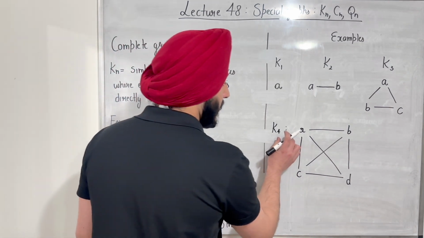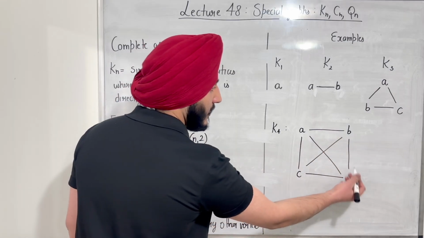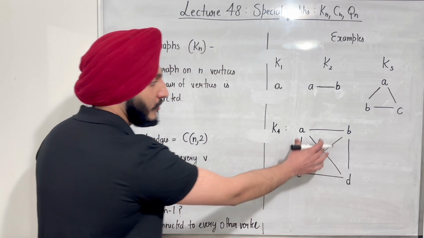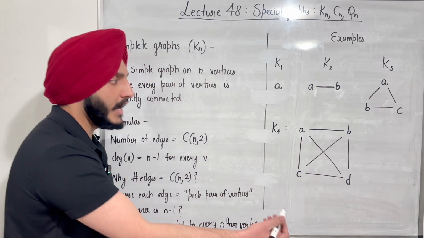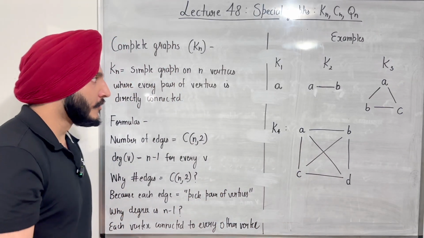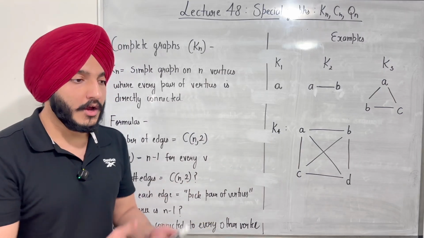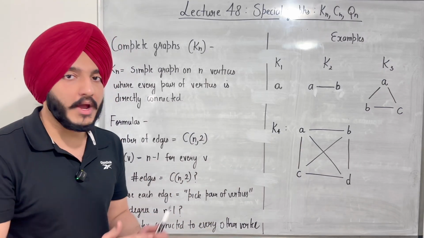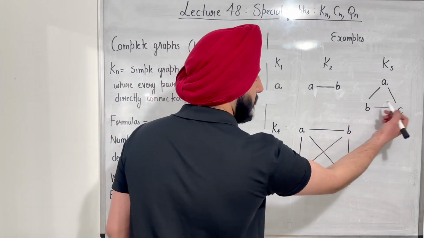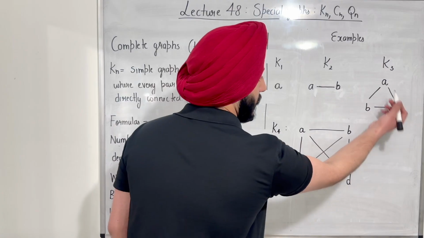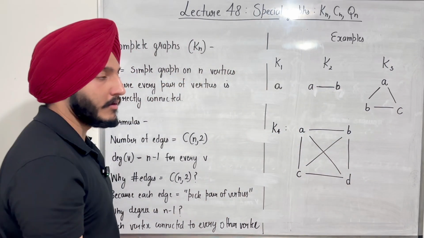Now take a look at K4 again. In K4, I've connected A to B, A to C, D to B, D to C. But I also need to do this cross over here, which is connect A to D and B to C as well. The idea is very simple. In each of these examples, if you look carefully, we're connecting every vertex to every other vertex that's available. A is connected to B and C, B is connected to A and C, C is connected to A and B. Same thing for this as well, and same thing for K2 and K1.